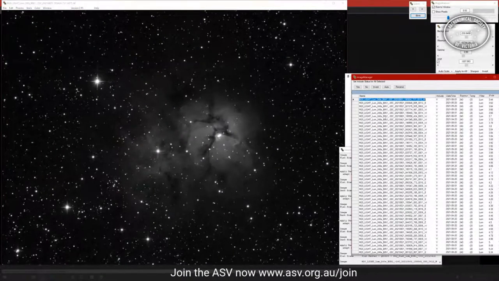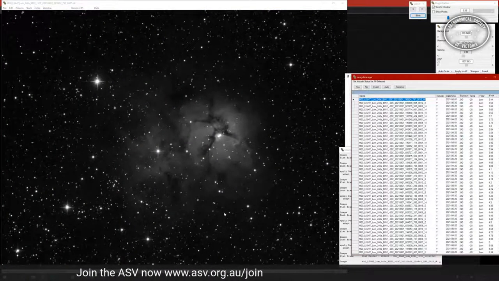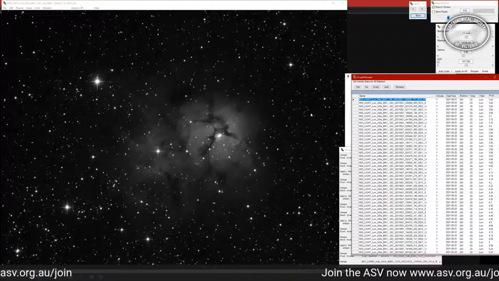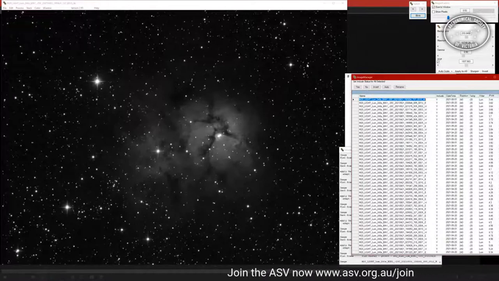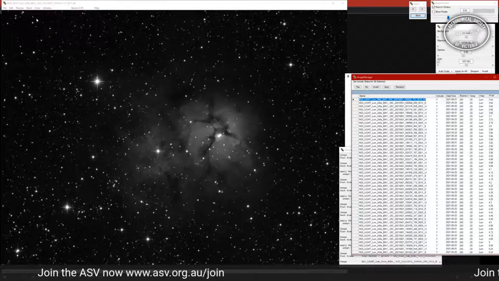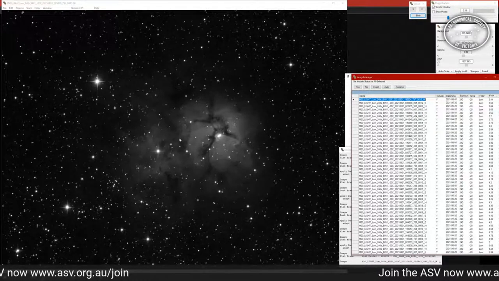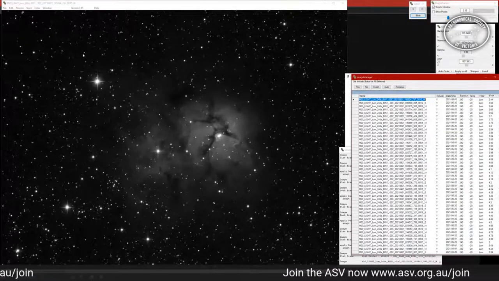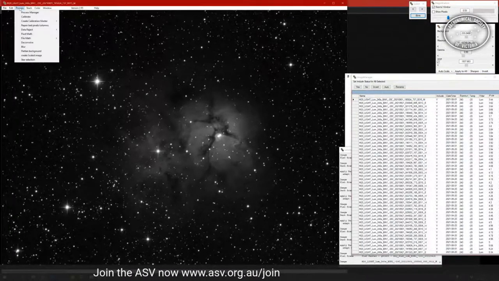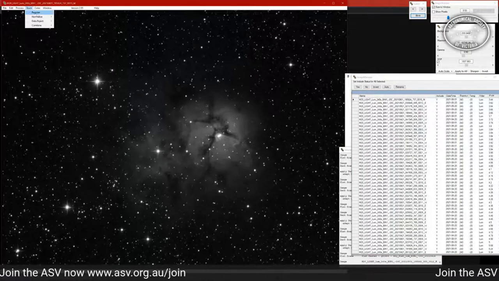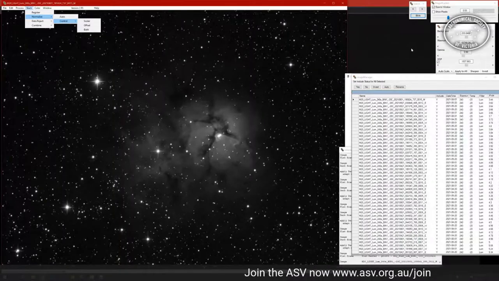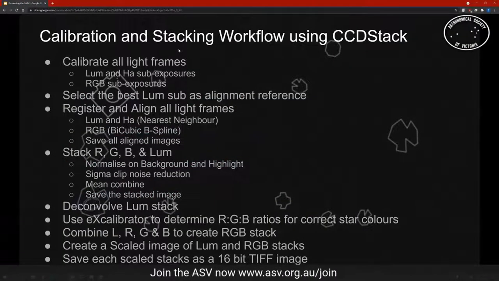And the next thing I'm going to do, now they're all aligned, I'm going to stack them and make just a single Loom stack for all of this data. And that's actually the file that I'll take into Photoshop, one of them. So the next thing I need to do, I've registered them. Now I need to normalize them.